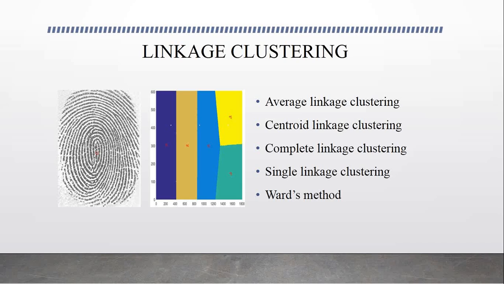Next, complete linkage clustering, also known as the maximum or furthest neighbor method, and single linkage clustering, also known as the minimum or nearest neighbor method. Finally, Ward's method calculates the average of the squared deviation from the mean of a cluster.